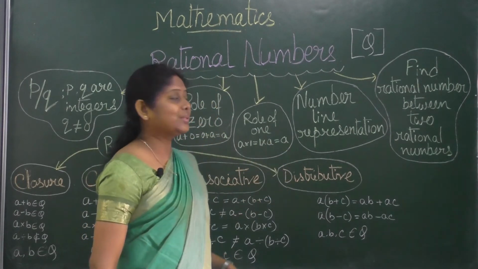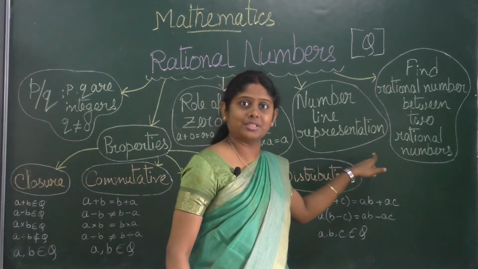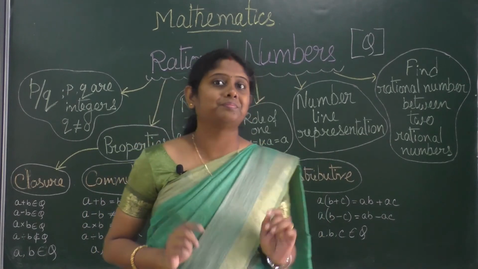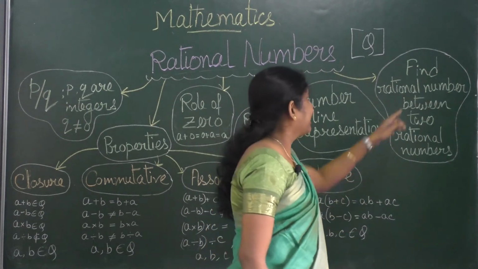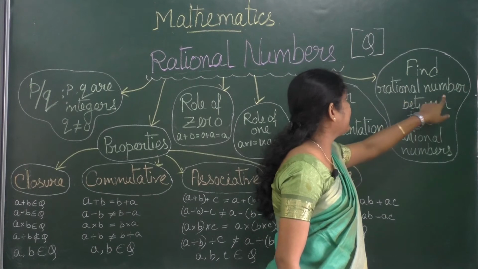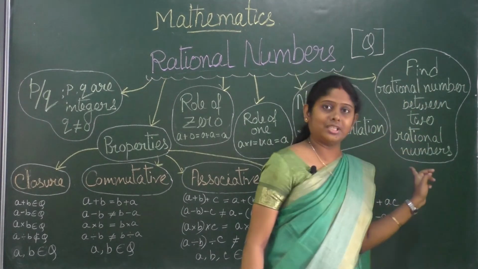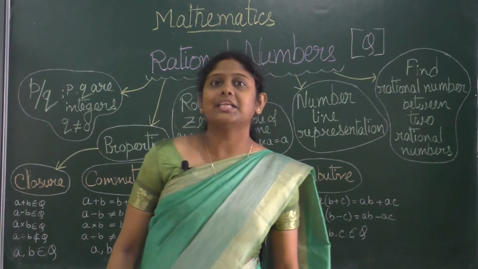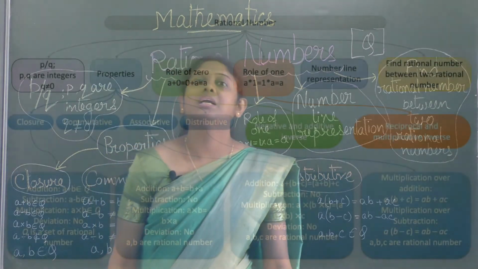Now come to the next topic, number line representations. For this you need to check the PPT. Come to the next and last topic, finding a rational number between two rational numbers. For this, one example we will do, and for that you just check out the PPT.